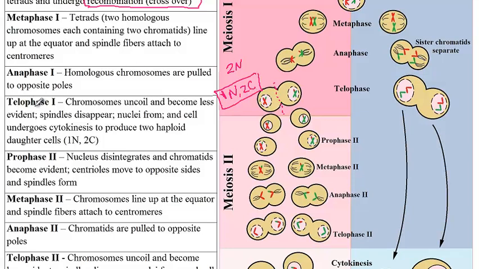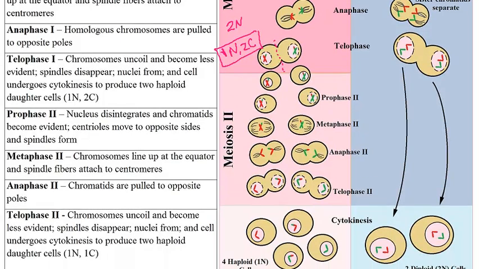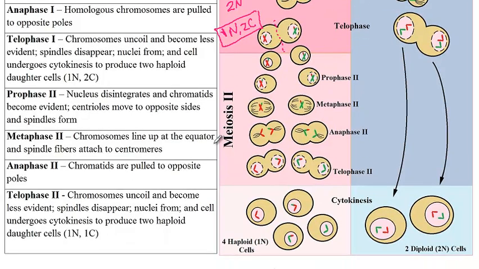All right, next we have a repeat of the cycle. Again, we have prophase 2, during which time the nucleus disintegrates, chromatids become evident, and centrioles move to the opposite poles. And then following that, we have metaphase 2, where chromosomes line up at the center of the cell, with spindle fibers attached to them. Then we have anaphase, where chromatids are being pulled to opposite poles.